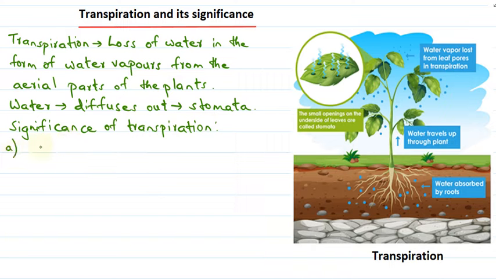So what does this transpiration do? Transpiration has a cooling effect on plants. So what happens when the loss of water takes place in the form of water vapors through the leaves? This brings down the temperature and hence it has a cooling effect on the plants.